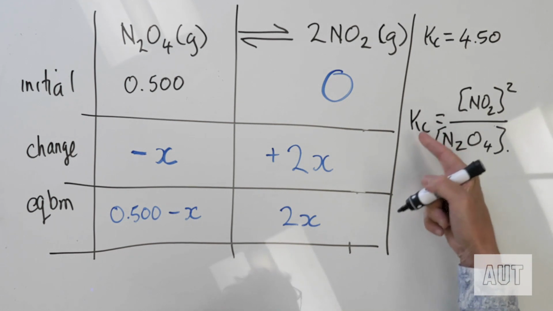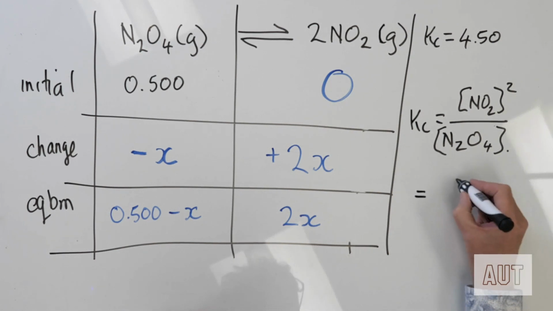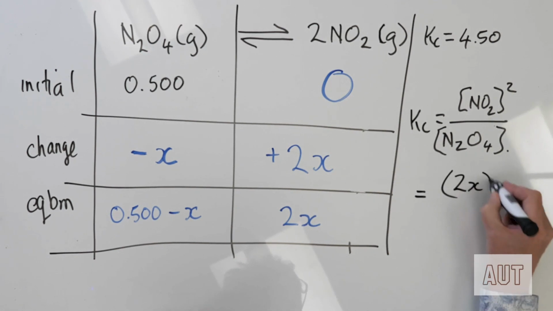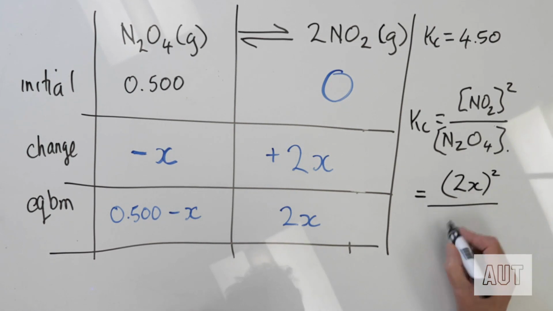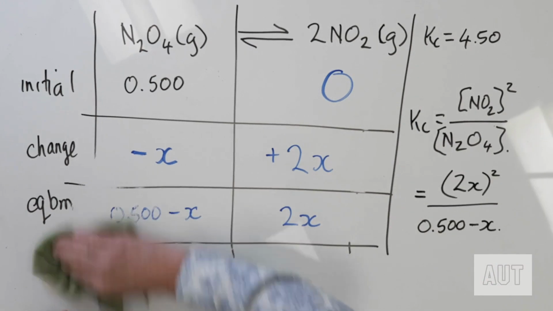So Kc equals NO₂ squared over N₂O₄, and we're going to say that that then is equal to 2x squared over 0.500 minus x. So let's make some more room now.